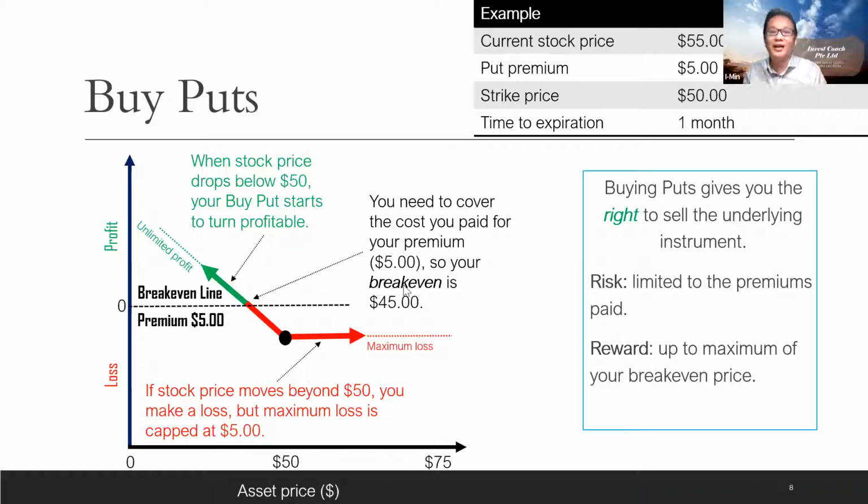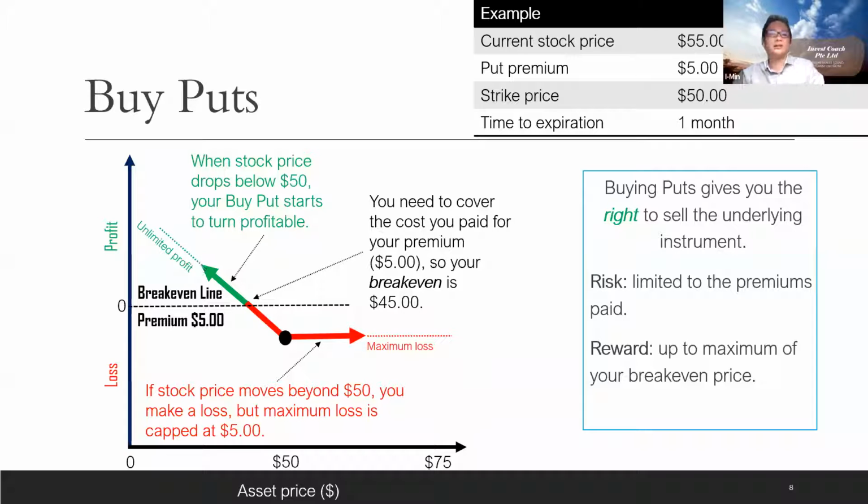It doesn't make sense. If I exercise, it means I go to the market, buy at 75 and sell to Seongyo at 50. Then I'll lose $25. So in this case, I will let the option expire. Whereas if the price drops to $30, then what's going to happen? I go to the market and buy at $30, and I run to Seongyo and say I want to exercise my option, and then I sell at $50. So when the price drops, I will be making money.